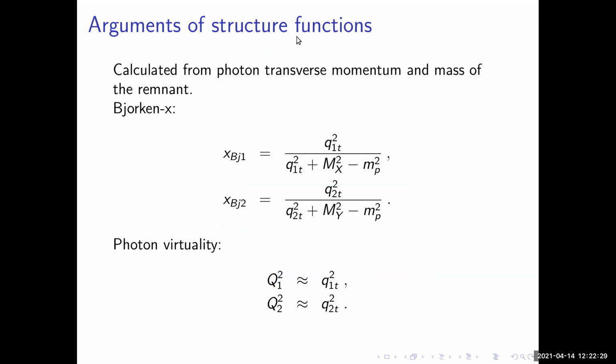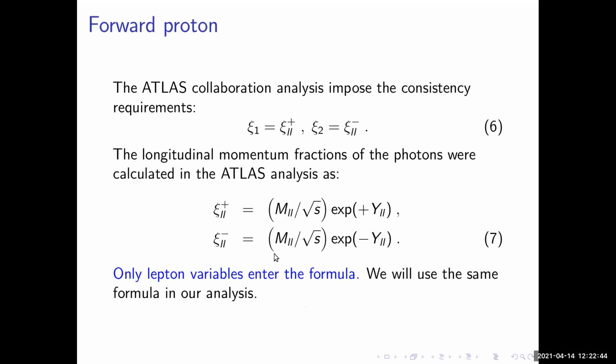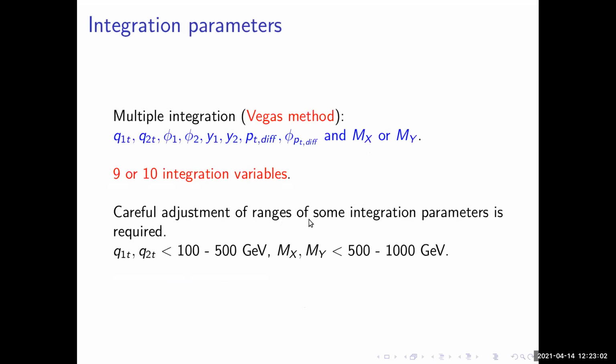Kinematics: the arguments of the structure functions are Bjorken x for the first or second proton, and the photon virtualities. I will be talking about those variables because this is really important in this context. As was mentioned by Jesse, ATLAS measures such Xi plus and Xi minus, which is totally based on lepton variables, on lepton mass and lepton rapidity. And in our calculation, we will also use such lepton variables.